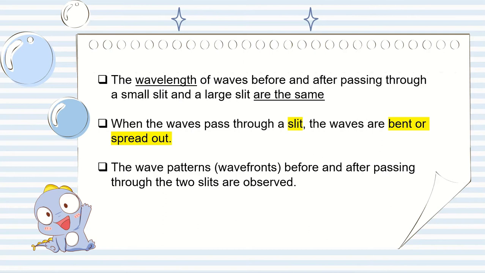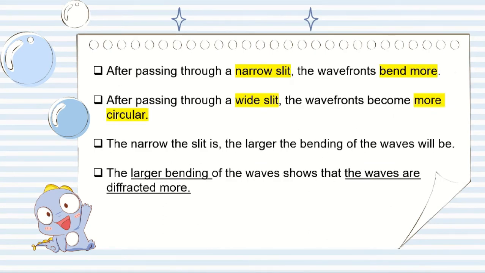When the wave passes through a slit, the smaller the slit, the larger the bending of the wave will be. And the larger bending of the wave shows the wave is diffracted more. So in conclusion, when the wave passes through a small slit or a small obstacle, the wave bends or spreads more and the effect of diffraction is more obvious. And when the size of the slit or the obstacle increases, the effect of diffraction is less obvious.